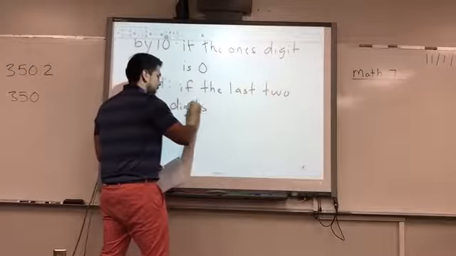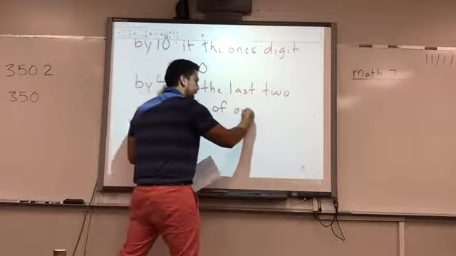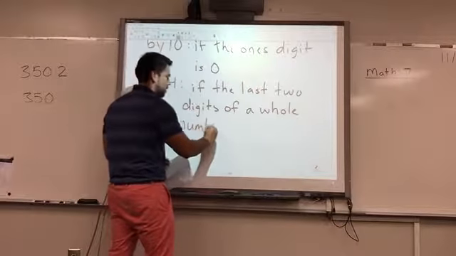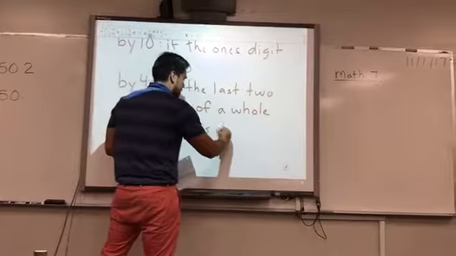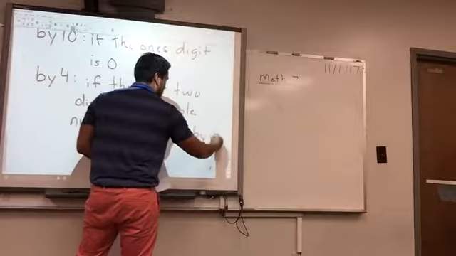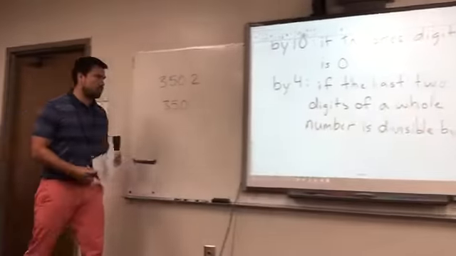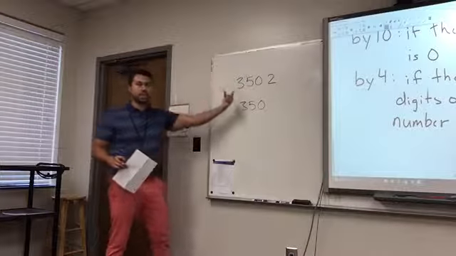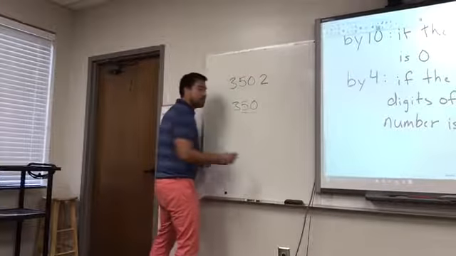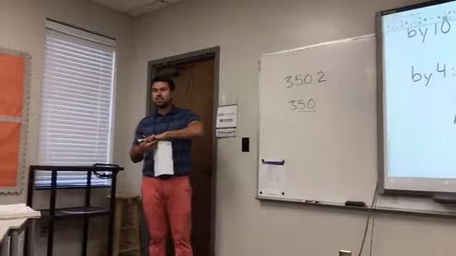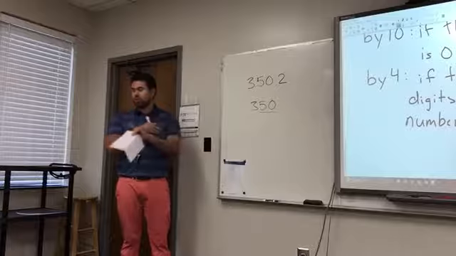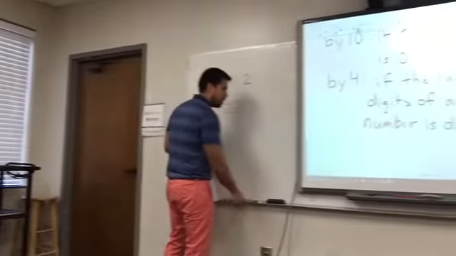If the last 2 digits of a whole number is divisible by 4. All right? So looking at this one right here, the last 2 digits would be 5 and 0. So think of the number 50. Is 50 divisible by 4? No. So is this 350 divisible by 4? No. Okay, that's how you figure it out, which is really cool.